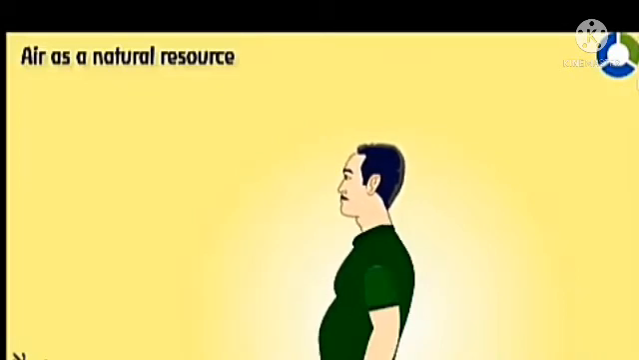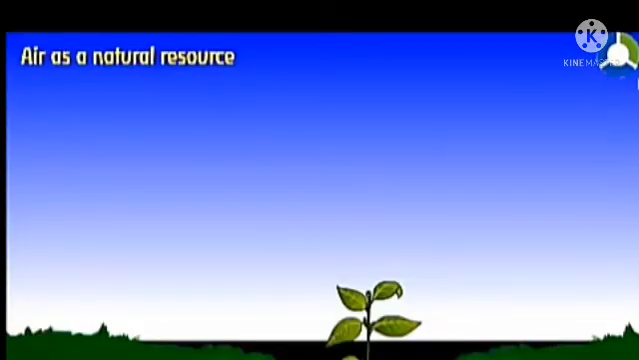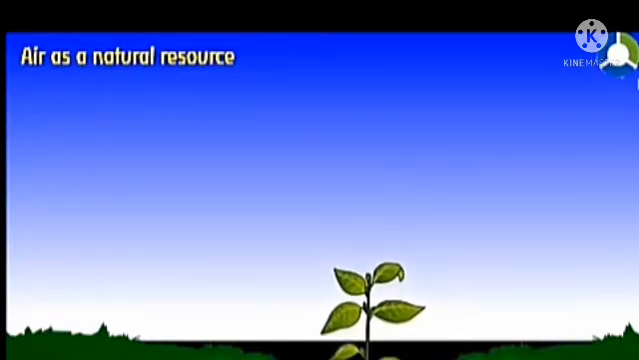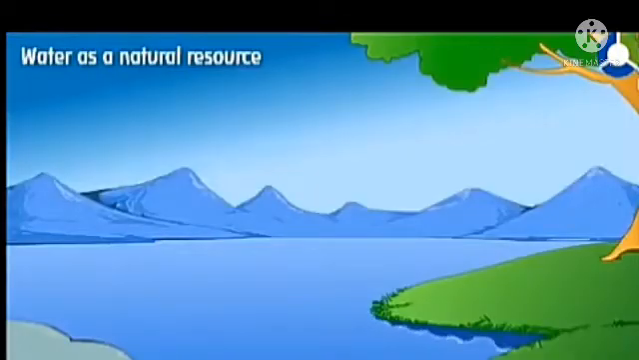Air is another natural resource. Air is important for our breathing, and the part of the air which we breathe in is oxygen, and we will also breathe out carbon dioxide. So air is a natural resource that is useful. Even plants and animals depend on air.